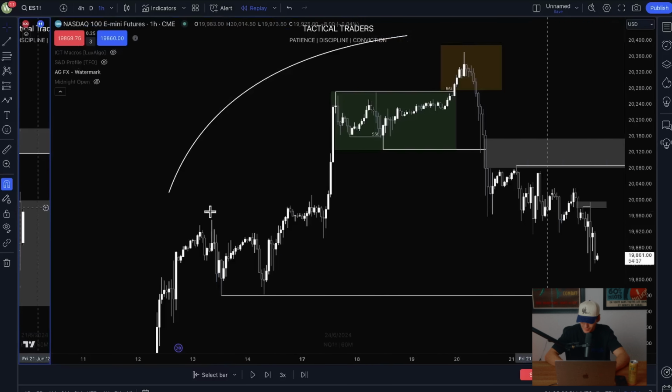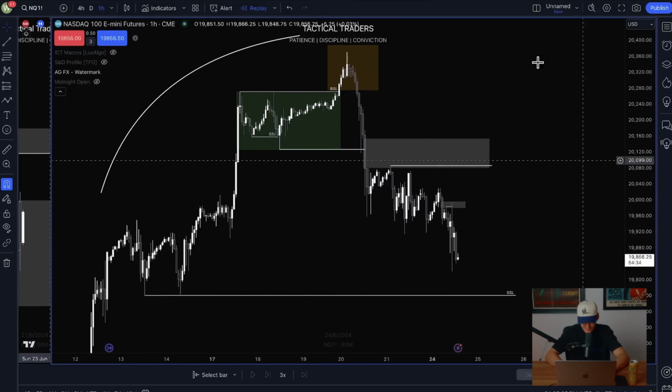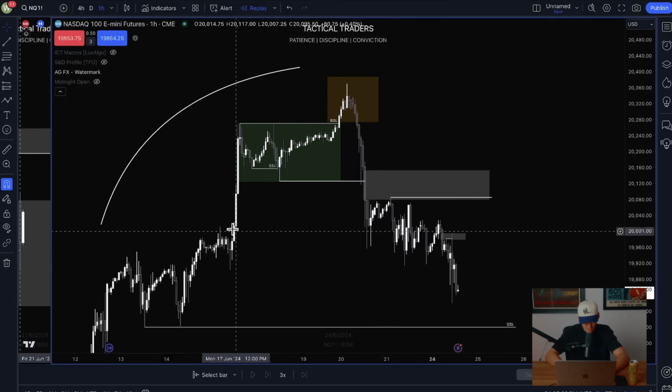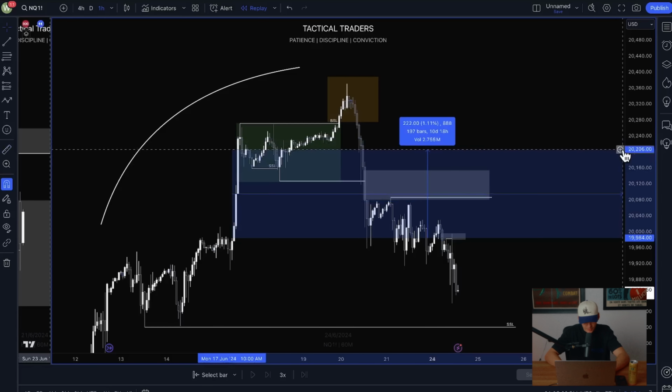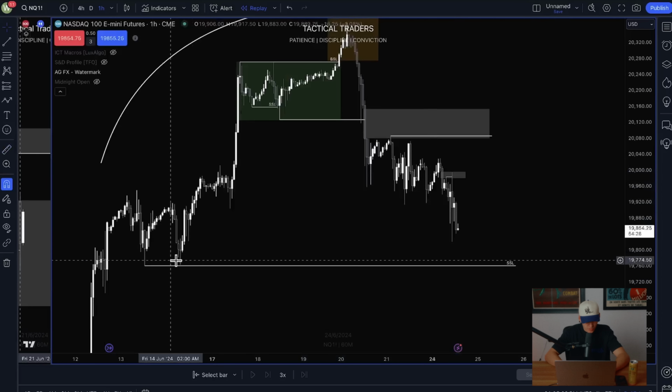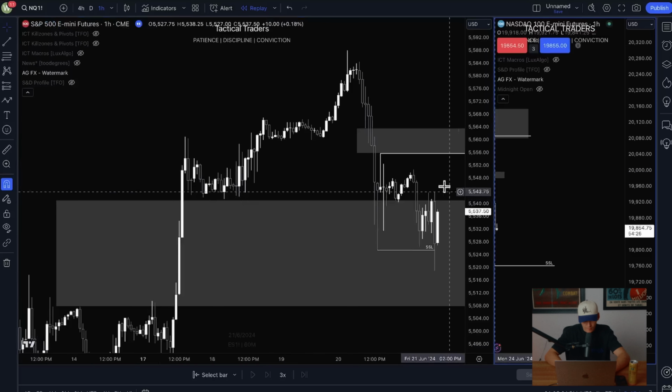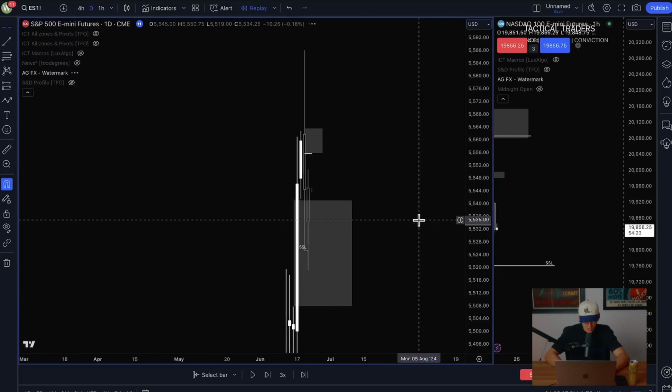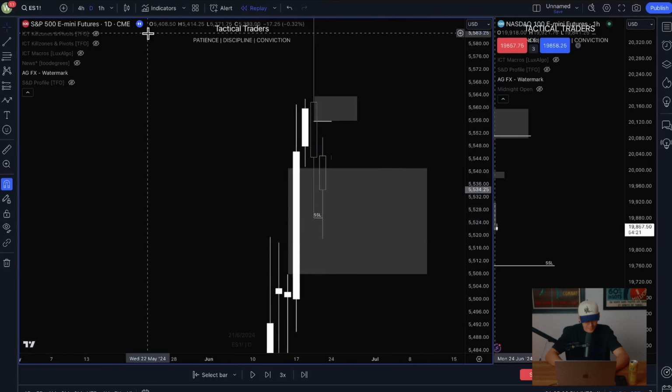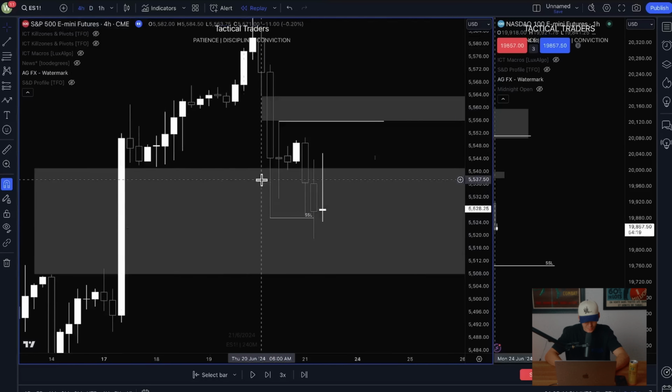NQ, for example, is really easy to understand and very clear that this is a market maker sell model. These imbalances to the left of us completely got run through, and we're going to be drawing towards these lows, and we're probably not going to stop until we take them. Compared to ES, we're actually still holding a daily fair value gap. This 4 hour imbalance is still holding as well.